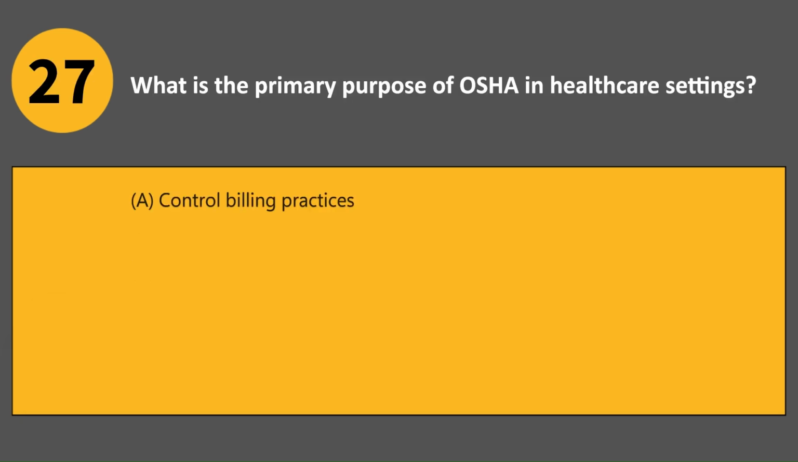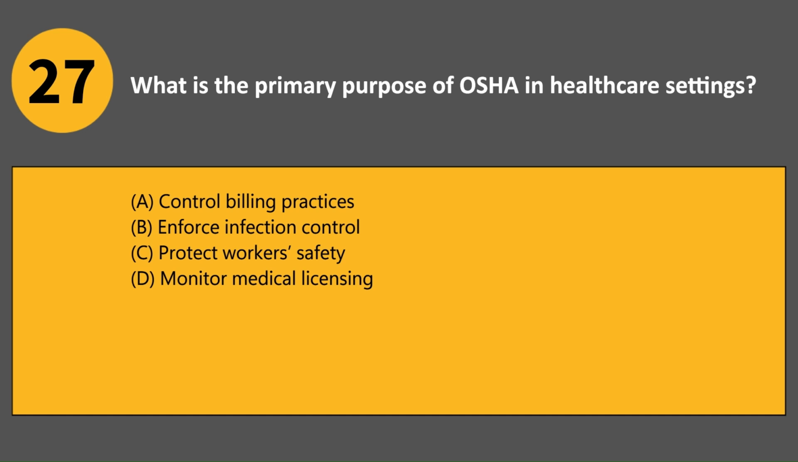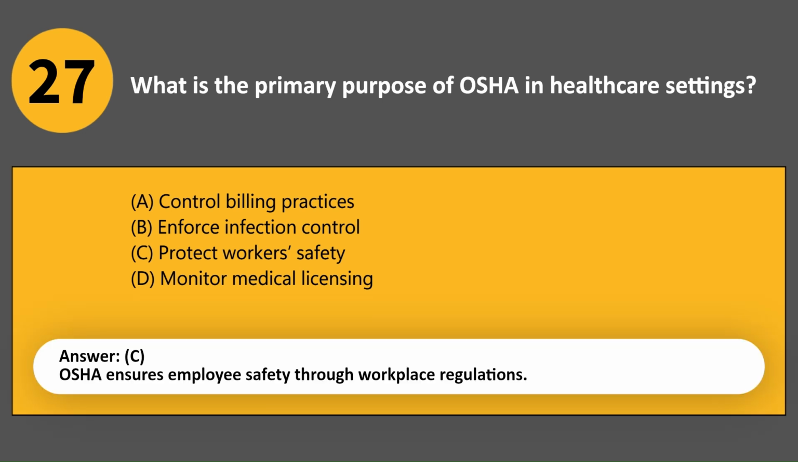What is the primary purpose of OSHA in healthcare settings? A. Control billing practices. B. Enforce infection control. C. Protect workers' safety. D. Monitor medical licensing. Answer, C. OSHA ensures employee safety through workplace regulations.